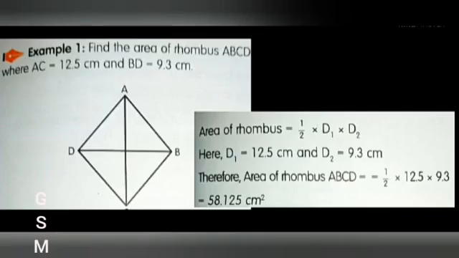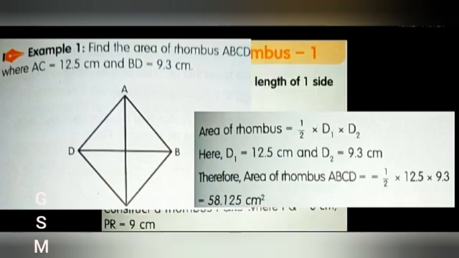Example: find the area of the rhombus ABCD where AC = 12.5 cm and BD = 9.3 cm. Area of the rhombus = 1/2 × D1 × D2. Here D1 = 12.5 cm and D2 = 9.3 cm. Therefore, area of rhombus ABCD = 1/2 × 12.5 × 9.3, which is equal to 58.125 cm squared.